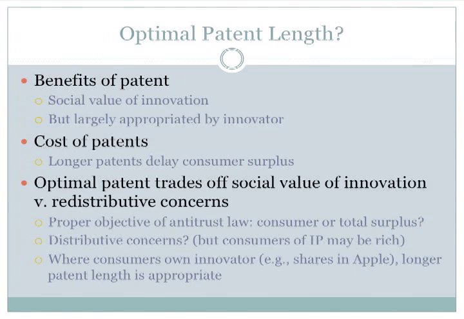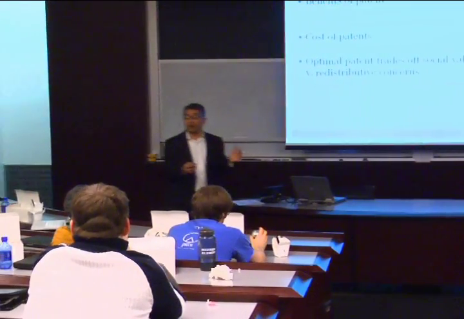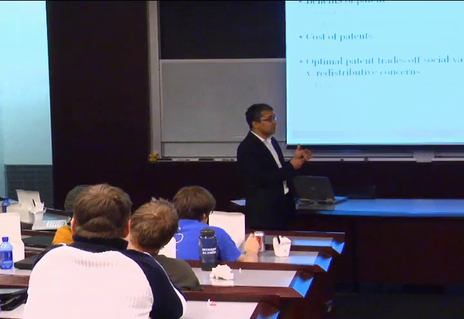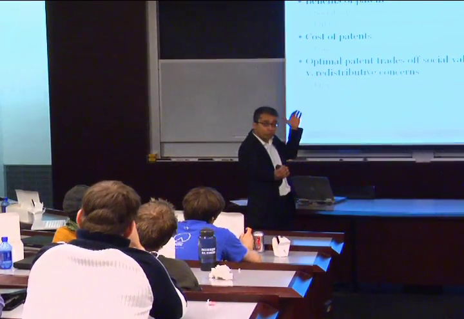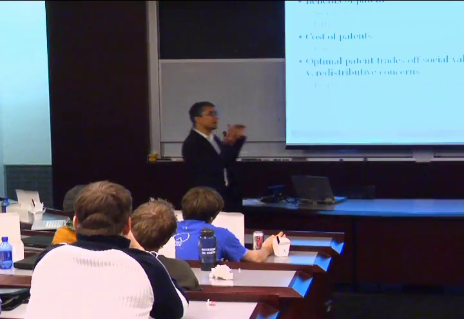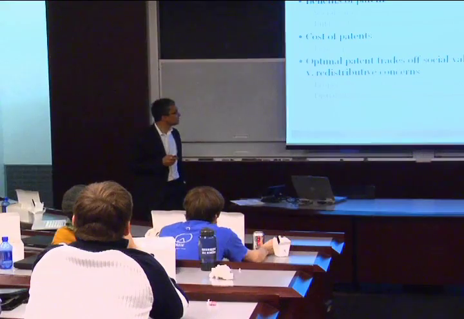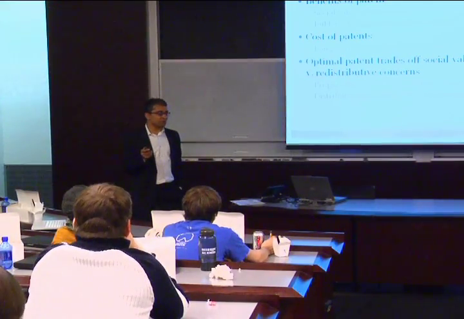Producers and consumers combined. And so here we're saying patents have the same sort of trade-off. Right? The choice you face is, do I care about total surplus, what everybody gets, even if it all goes to the innovator? Or do I care about just the fraction that consumers get? That's the first thing. The second thing is, you have to be able to care about the distributive concerns, right?